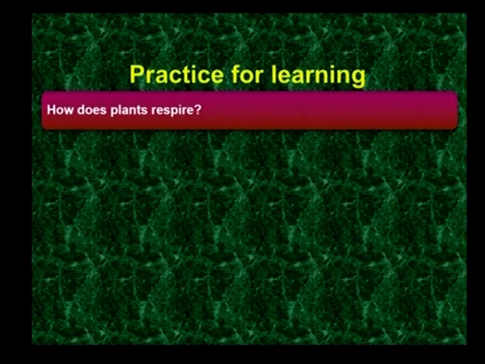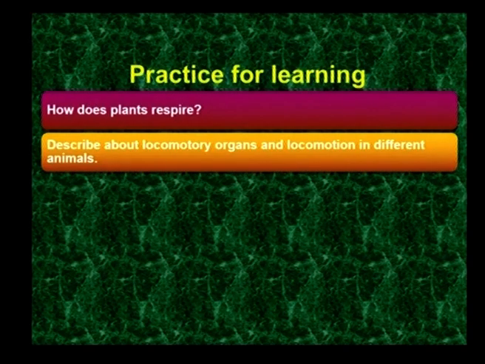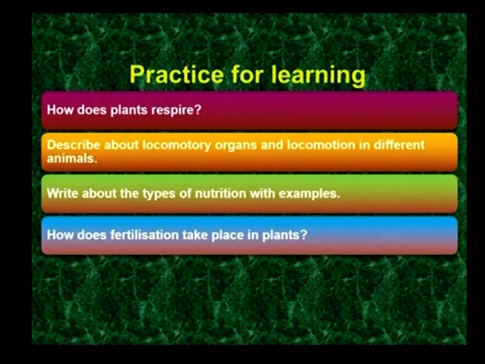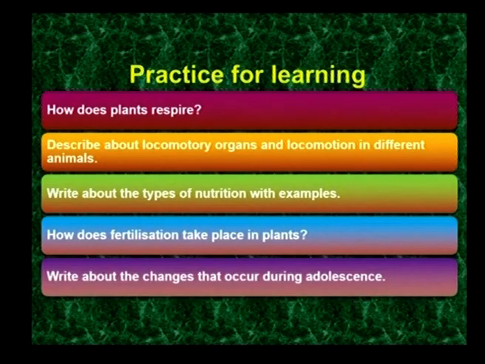How do plants respire? Describe locomotory organs and locomotion in different animals. Write about the types of nutrition with examples. How does fertilization take place in plants? Write about the changes that occur during adolescence.